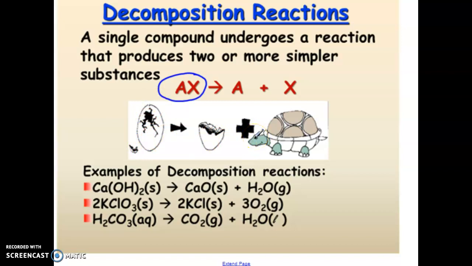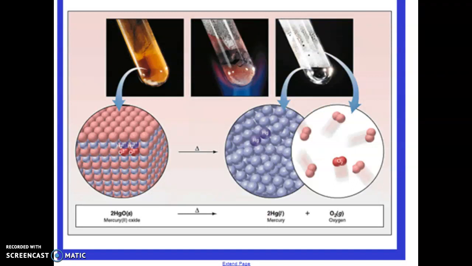Okay, so a couple of real examples. We have calcium hydroxide making calcium oxide and water, potassium chlorate making potassium chloride and oxygen, and carbonic acid making carbon dioxide and water. What they all have in common is that there is only one reactant breaking down into more than one thing. Here's another example where it's breaking down into its elements. Here we have mercury(II) oxide breaking down into mercury and oxygen.